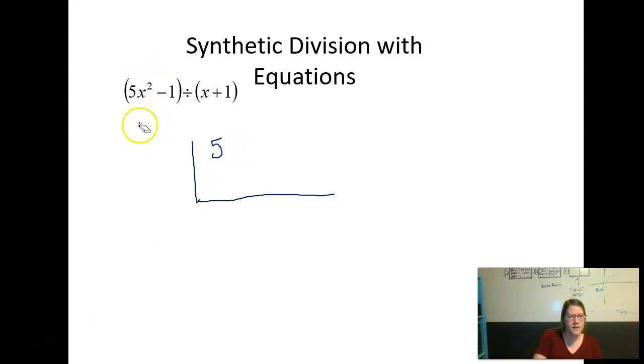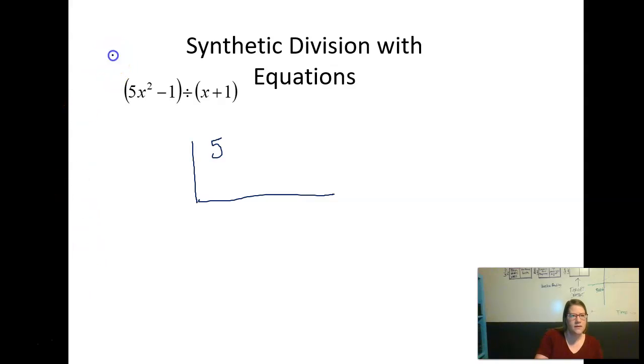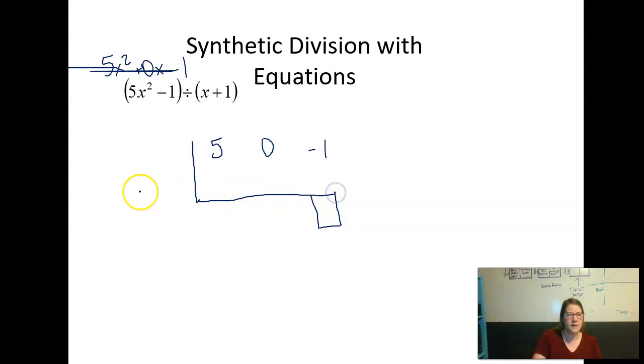no x term. And because of that, we have to think of this as 5x squared plus 0x minus 1. Wow, this pen is giving me stress. 5x squared plus 0x minus 1. So I will need to put a 0 in here as a placeholder for that x term that's not there. And then minus 1. I'll put my box under here. That's going to have the remainder in it when I'm done.